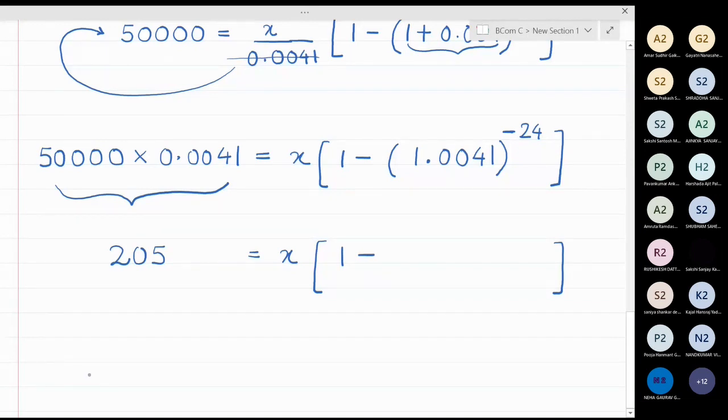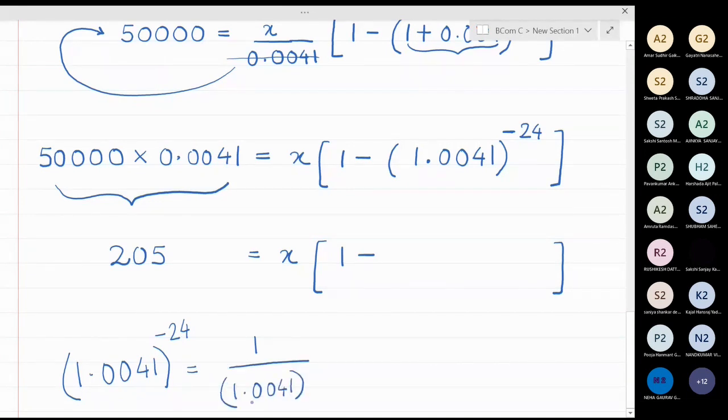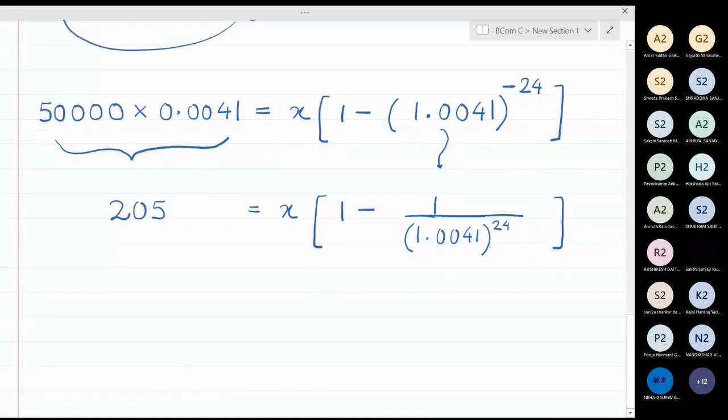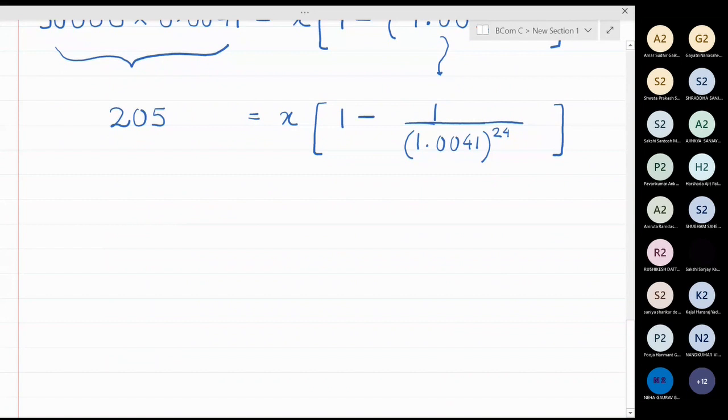Now I have to take care of this. What is 1.0041 raised to minus 24? I have told you already in the above note that if you have something raised to the negative power, it is nothing but 1 upon 1.0041 raised to 24. So I will replace this entire quantity by 1 upon 1.0041 raised to only 24. So when I do this, the negative sign will go away. In the next step, I will go into my calculator and calculate what is 1.0041 raised to 24.